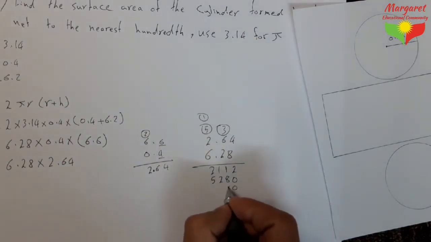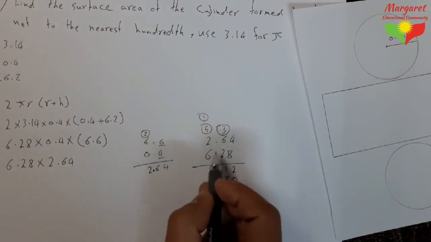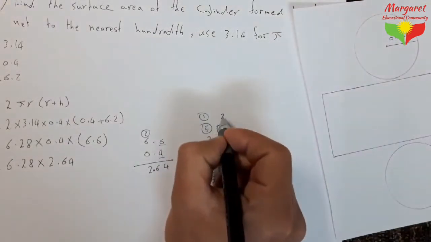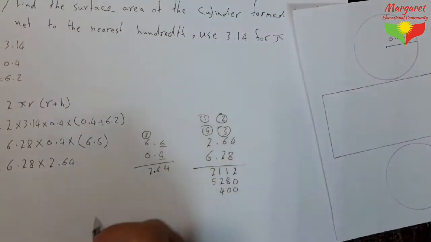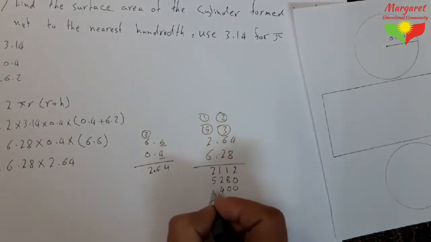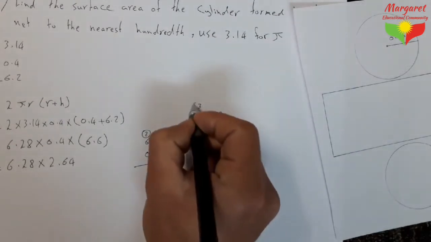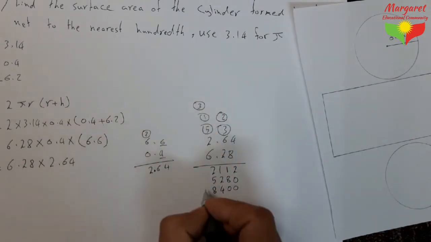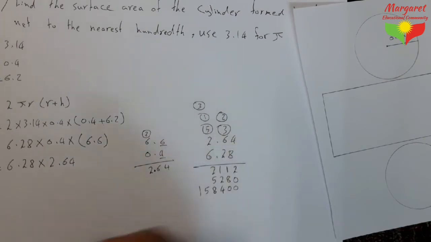Put 2 zeros. 6 times 4 equal to 24. Write 4 and put 2 up to here. 6 times 6 equal to 36. Plus 2 equal to 38. Write 8 and put 3 up to here. 6 times 2 equal to 12. Plus 3 equal to 15.